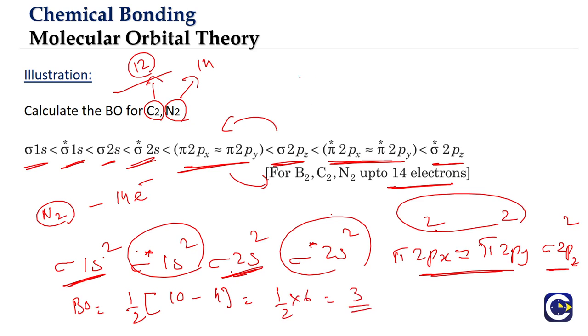Remember, even as per the Lewis theory, what do we expect in diatomic nitrogen? We expect there is a triple bond. So we can see there will be a correlation. So this is how we are going to find the bond order. Now look at this one. This is a very standard question.